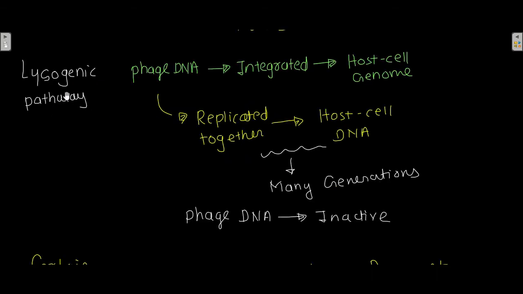But the lysogenic pathway is not so quick. In the lysogenic pathway, the phage DNA gets integrated into the host cell genome, and this phage DNA replicates together with the host cell DNA for many generations. When it is integrated, the phage DNA is inactive. It does not show any activity, so the host is working normally.